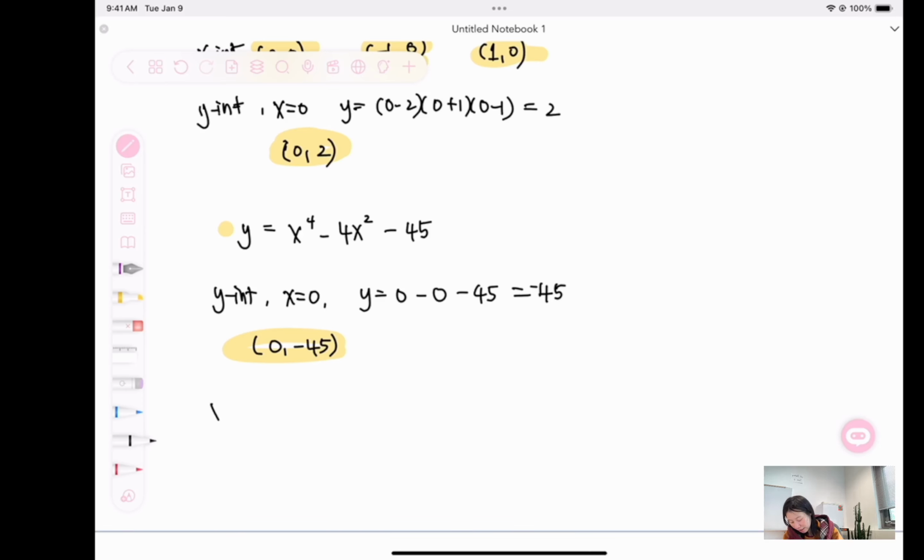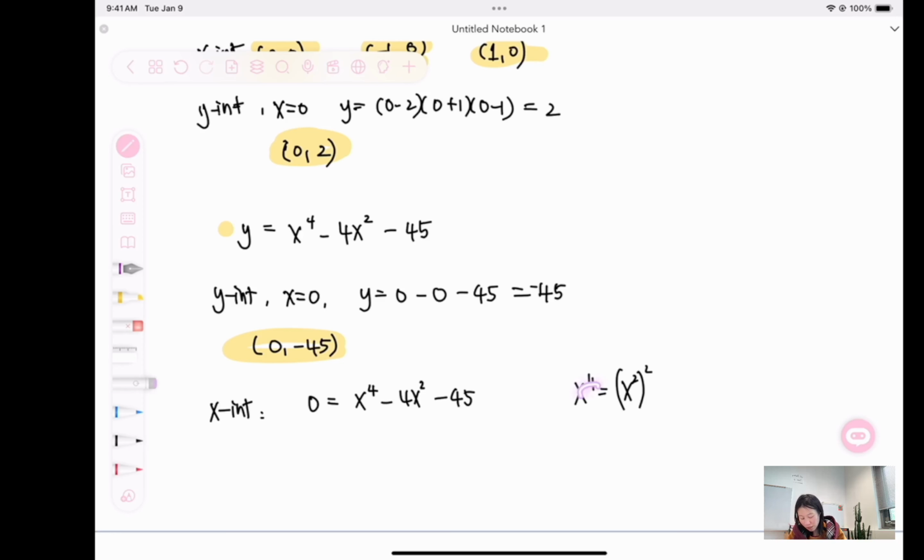Next is the x-intercept. So we have 0 equals x to the 4th minus 4x squared minus 45. So this looks a little bit harder. How can we solve it? Well, one way to do it is to factor it. Consider that x to the 4th is x squared, squared. So this is just a quadratic function of the variable x squared.